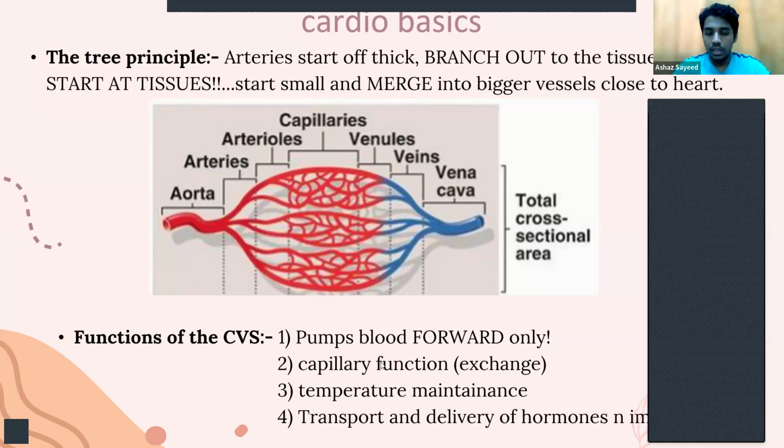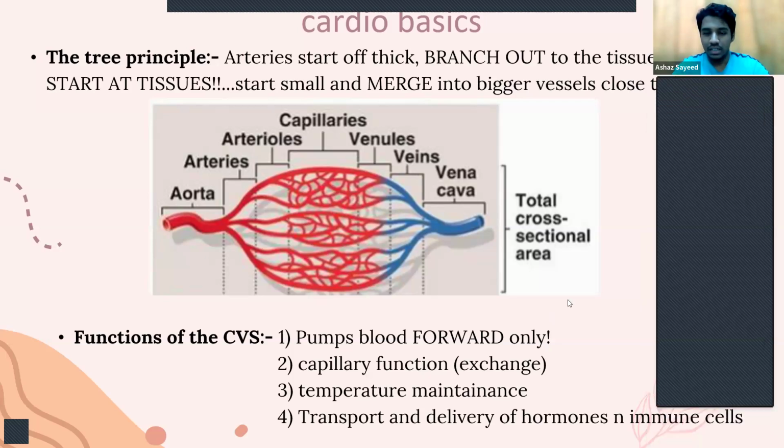Other functions include oxygen and nutrient exchange. You're going to have temperature maintenance and transport delivery of hormones and immunity cells.